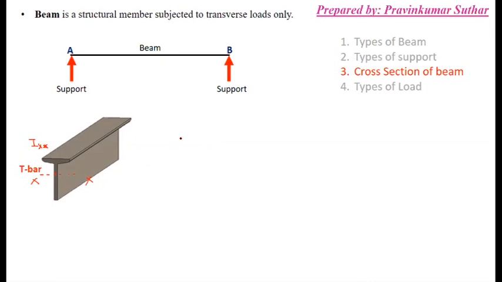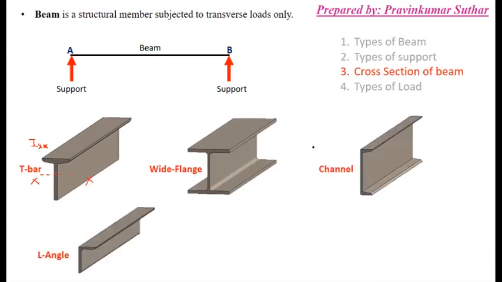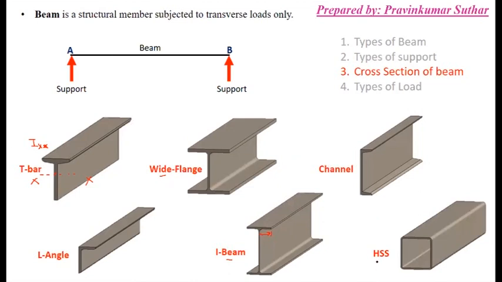If you want to find the bending stress on the beam, then you have to find this IXX. Next is the wide flange, as you can see, channel, L angle, I beam. The difference between the wide flange and the I beam is only this: the length of this is short. So this is the I beam, and next is HSS, the hollow structural sections. In this we can take a circular section.